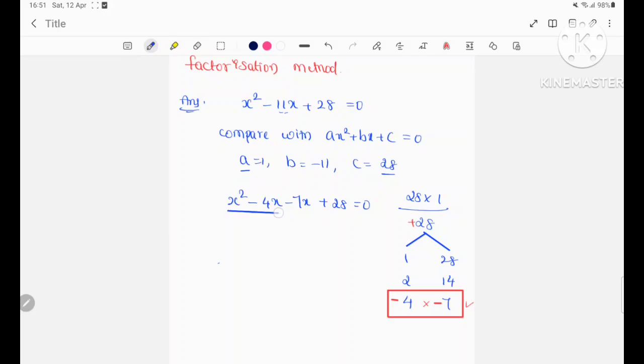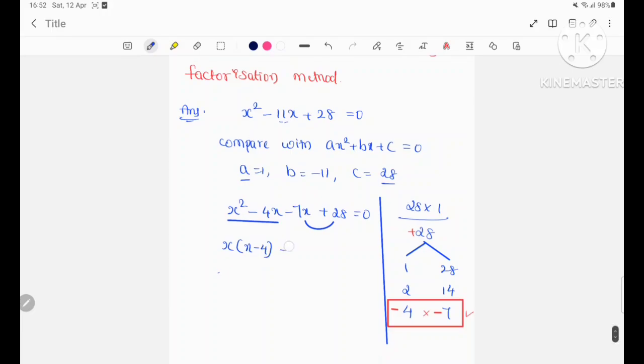In the first two terms x is common. If you take x common, we will get x minus 4. In these two, 7 is common, and also minus 7, because you should get x minus 4. So x minus 4 is common in both. The remaining terms will be x and minus 7.